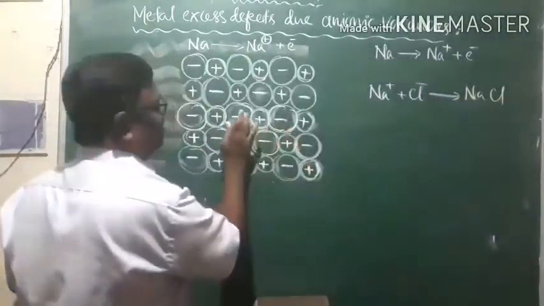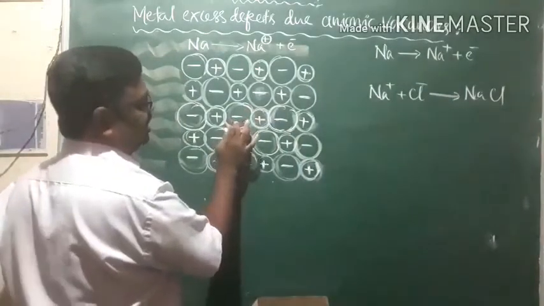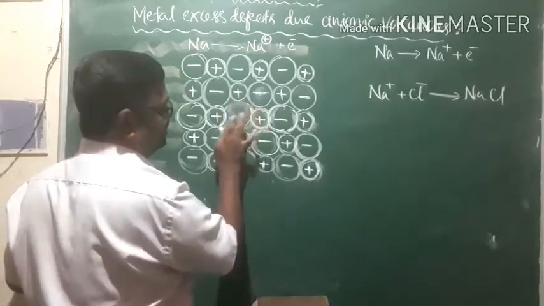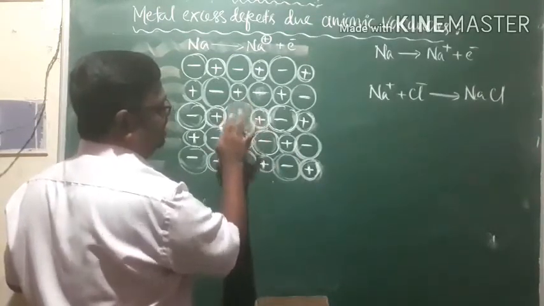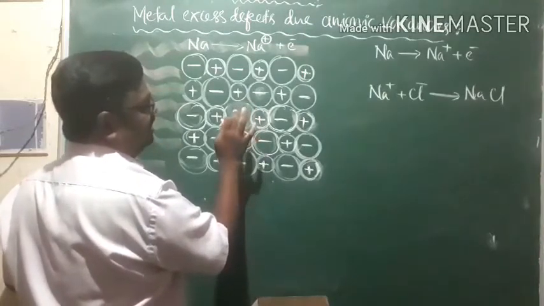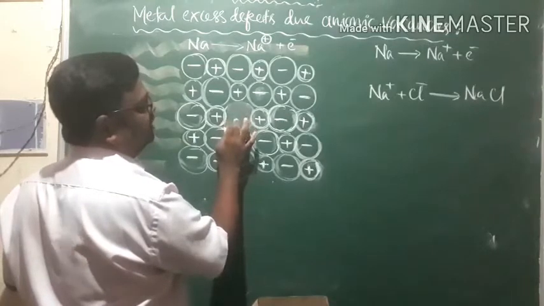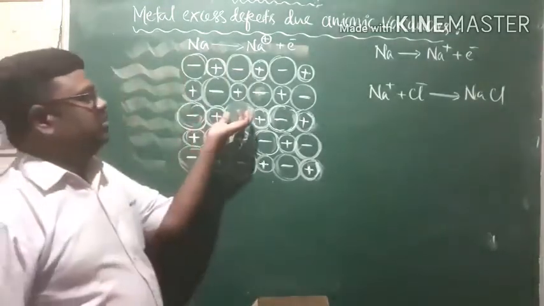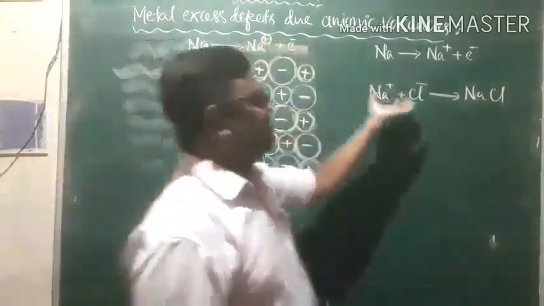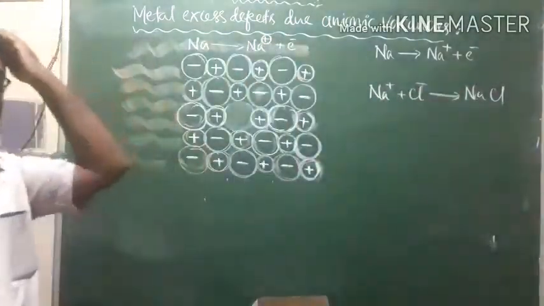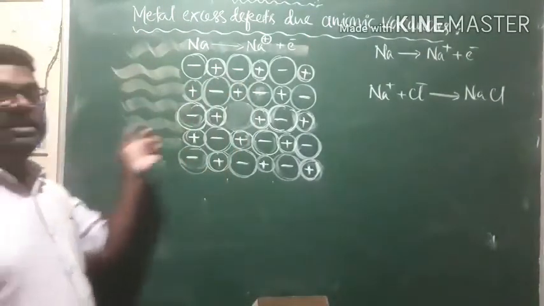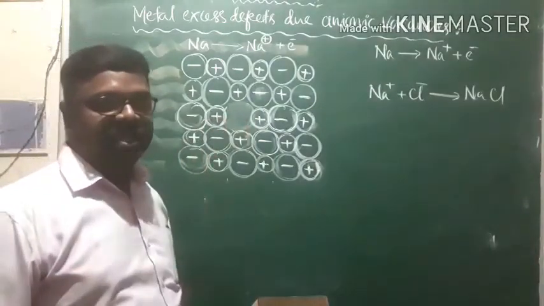This Cl minus, the bigger anion, is attracted by the sodium ions. Due to this, there is a missing of Cl minus ions from the lattice. Cl minus ions will be missing from the lattice points and are attracted by the Na plus ions, and sodium chloride is produced. That results in a decrease in the number of anions.